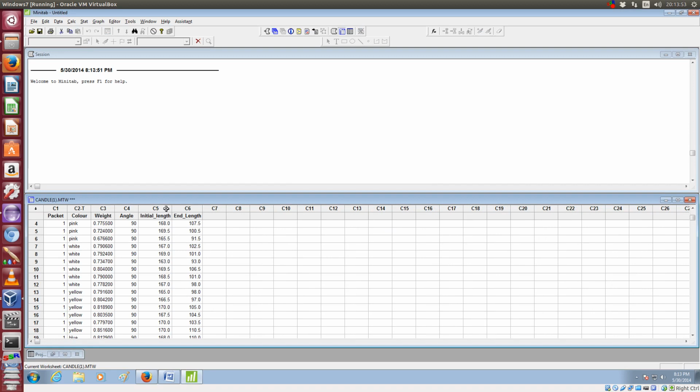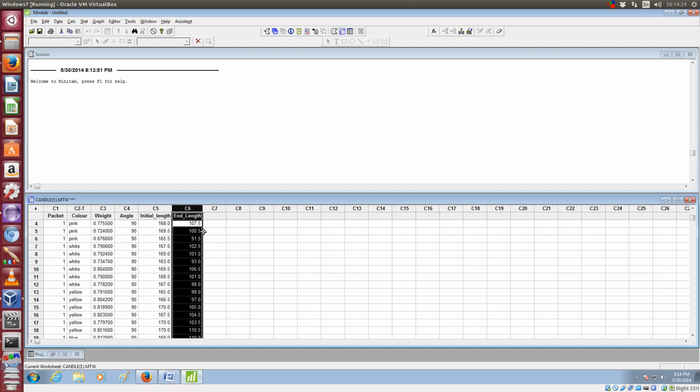Okay, so let's just assume for this case, I think in this situation they're modeling the difference between the initial length and the end length, so how much the candle is burnt. But we'll just forget about that. We'll consider packet as being a variable. So if we have a look at the variables that we've got here, we've got packet, color, weight, angle, initial length, and end length.